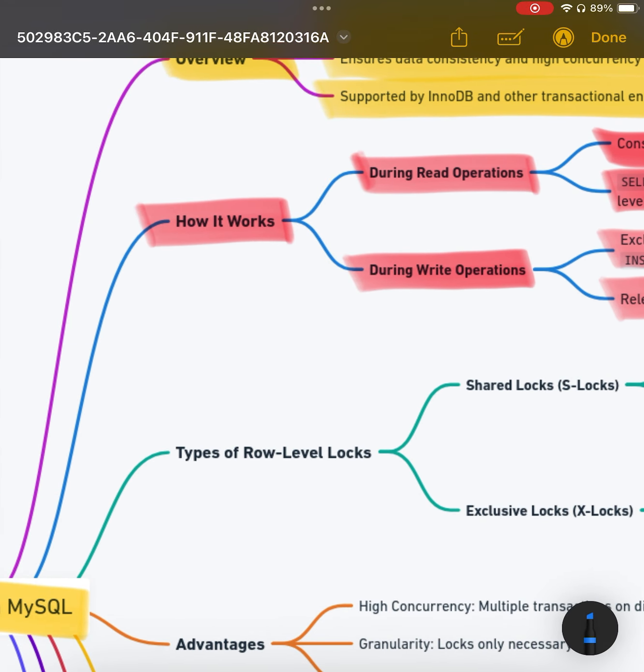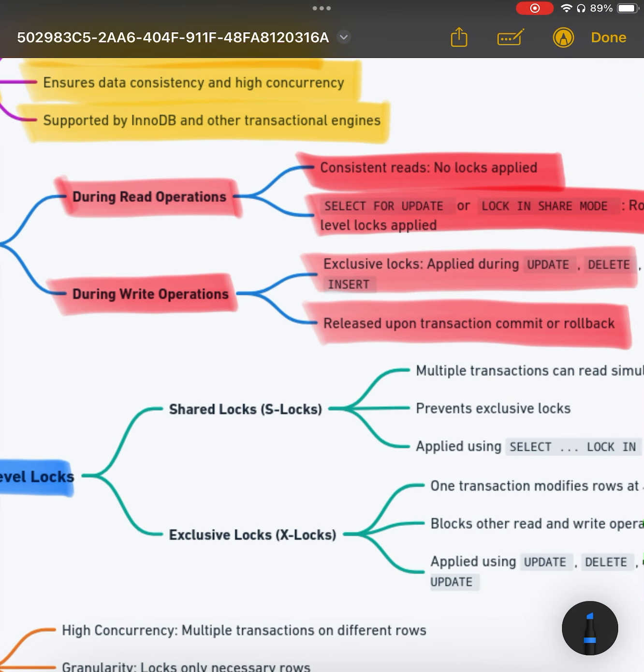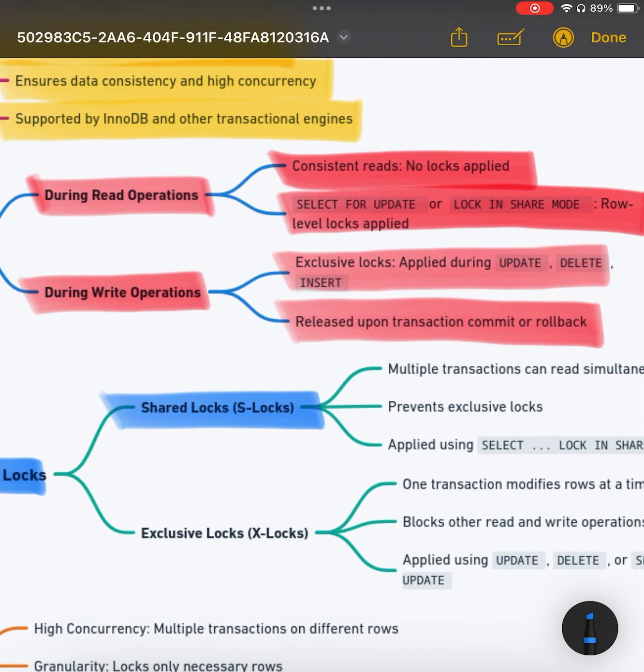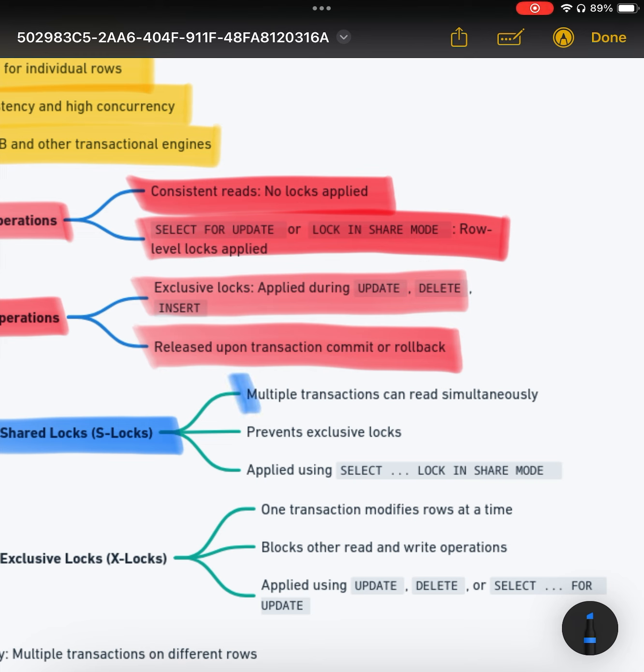3. Types of row-level locks. Shared locks, S-locks. Multiple transactions can acquire shared locks simultaneously, enabling concurrent reads. However, these locks prevent exclusive locks, ensuring no modifications happen while a shared lock is active.